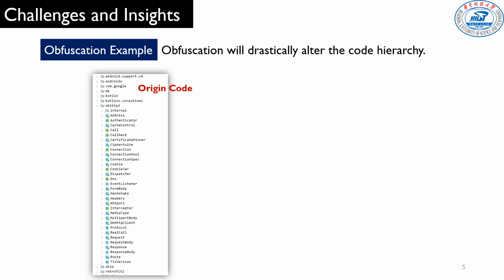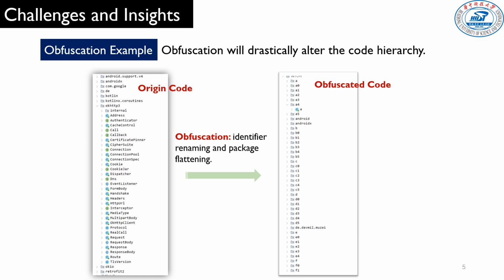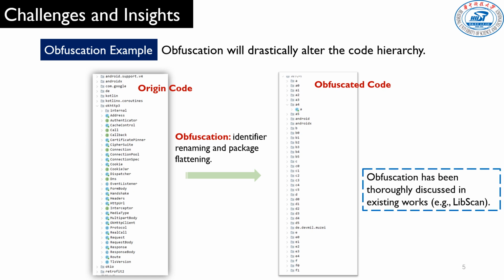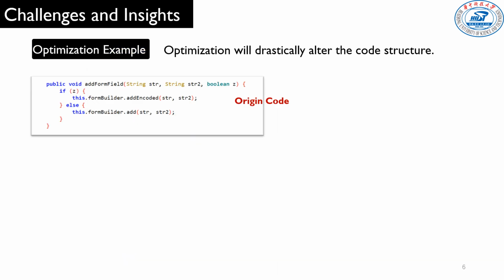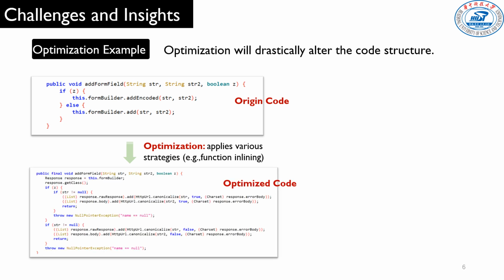For code obfuscation, R8 will enable identifier renaming and package flattening. In this example, the app's original hierarchical structure is disrupted with all class names, function names, and variable names renamed. It's worth noting that the challenge of obfuscation has been extensively discussed in existing research like LibScan. For code optimization, R8 applies various strategies to improve execution efficiency. In this example, R8 enables inlining, which replaces the function call with the body of the callees.